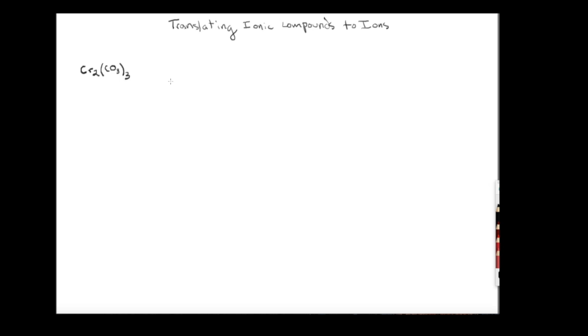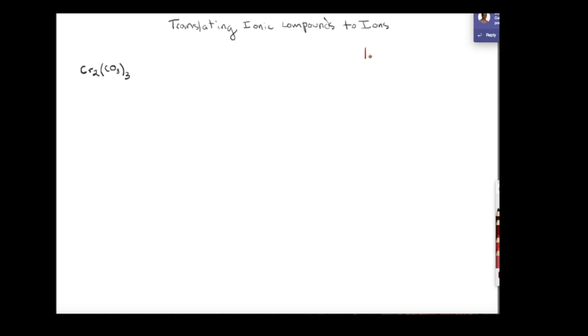demonstrate in types of reactions, in particular with the precipitation reactions and the neutralization reactions, is your ability to take an ionic compound and translate it into ions. So we're going to practice that here as lesson 1 a little bit before moving on to actually messing around with the equations. So there's a couple things I want to remind you of.